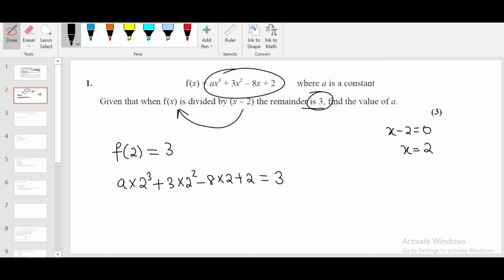Make a as a subject. 8a plus 12 minus 16 plus 2 is 3. 12 minus 16 is minus 4, plus 2 is minus 2, goes to the other side. 3 plus 2 is 5. a is equal to 5 over 8. It's a simple 3-mark question.